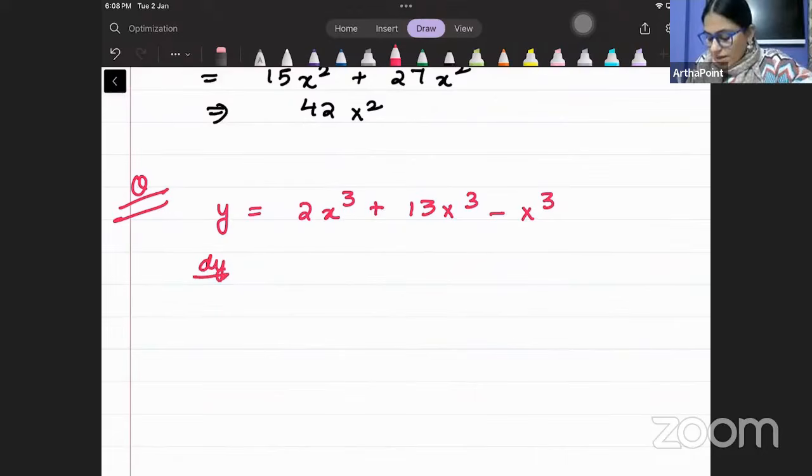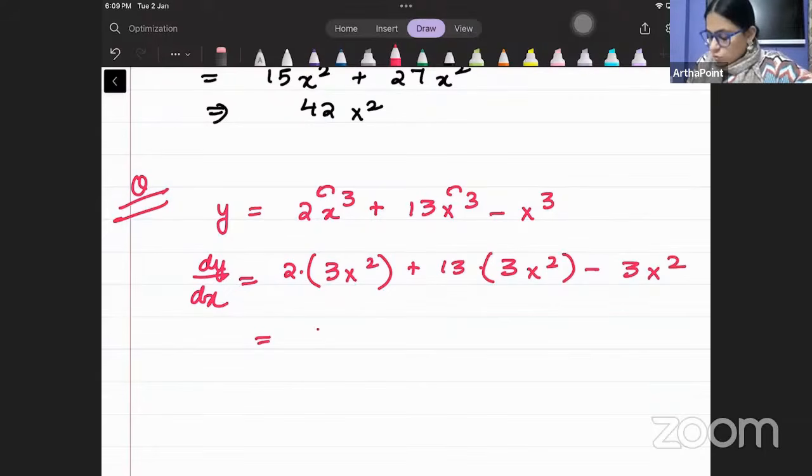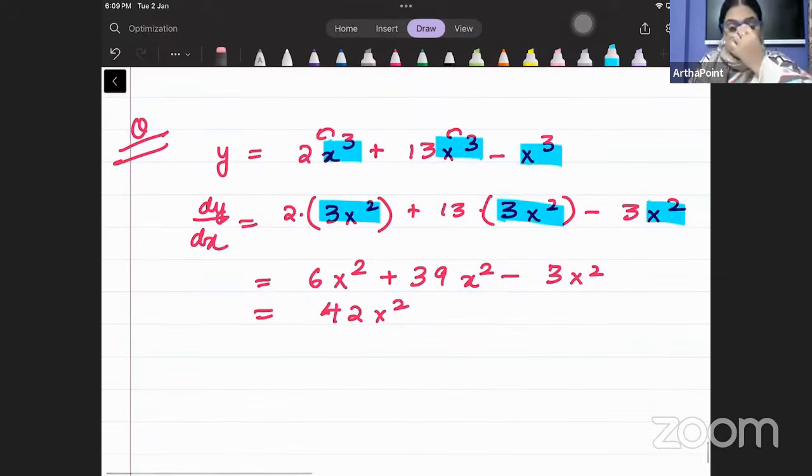तो मैं इसको पहले डिफरेंशिएट कर दूंगी, तो बेटा पावर will come down और पावर will reduce by 1. तो 3 नीचे आ गया, और पावर will reduce by 1. तो बेटा ये हो गया 6x^2 + 39x^2 - 3x^2. तो बेटा ये हमारा हो जाएगा 39 + 3, that means 42x^2. इसमें मैंने पहले इनको individually differentiate किया है. I have differentiated them individually.